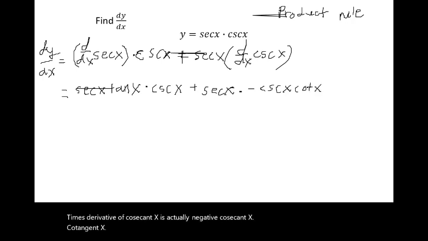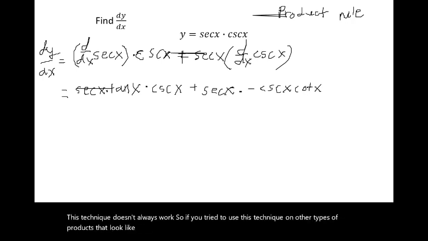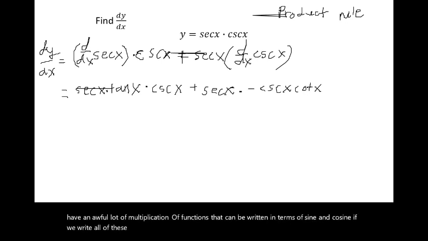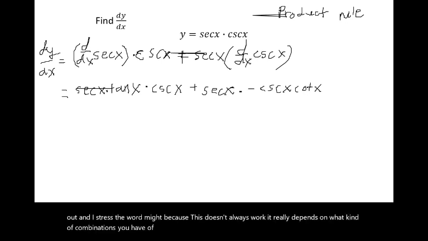Now for simplifying purposes, this technique doesn't always work. So if you tried to use this technique on other types of products that look like this, it may or may not work. But one thing that you can do, because we have an awful lot of multiplication of functions that can be written in terms of sine and cosine, if we write all of these in terms of sine and cosine, we might be able to get some things to cancel out. And I stress the word might because this doesn't always work. It really depends on what kind of combinations you have of the other trig functions, but it's worth trying and seeing if it helps.